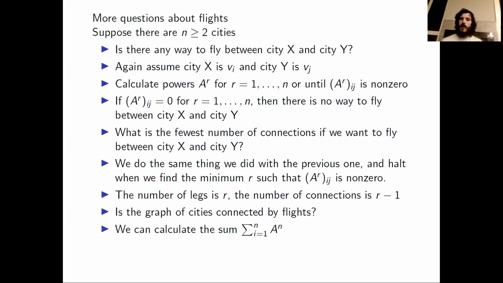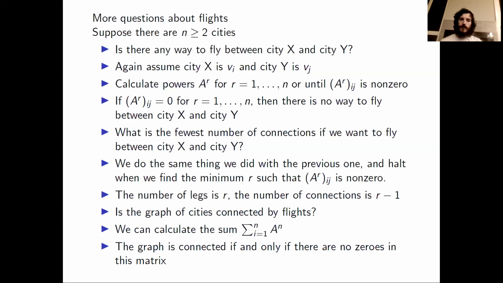And if we find that all of the entries in this sum of matrices, powers of the adjacency matrix, are non-zero, then that tells us that between every pair of vertices in our graph, there's some walk of length at most n. So that's another way to say that our graph's connected. So this sum gives us all the information we want about whether or not the graph is connected. And we can say that succinctly by just stating that the graph is connected if and only if there are no zeros in the matrix equal to that sum.